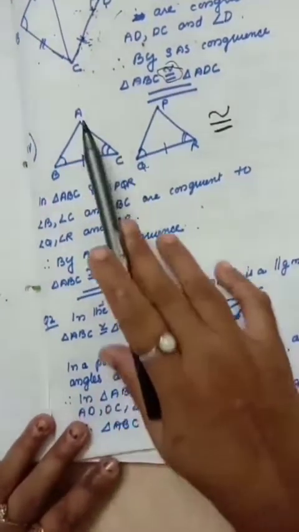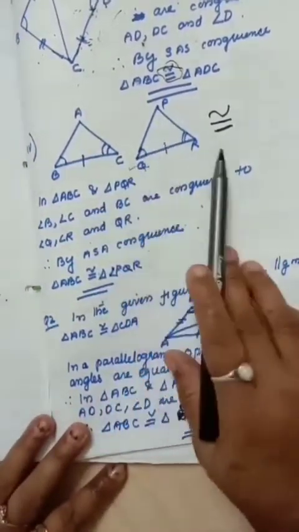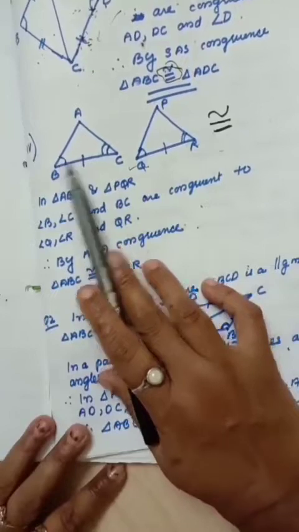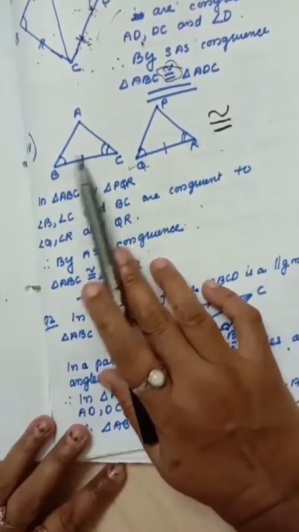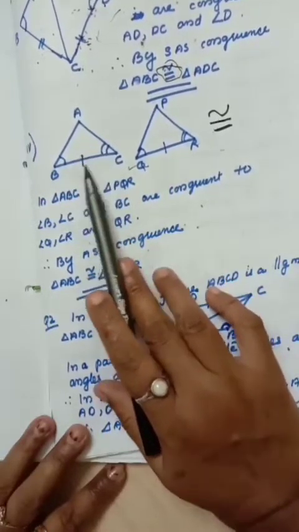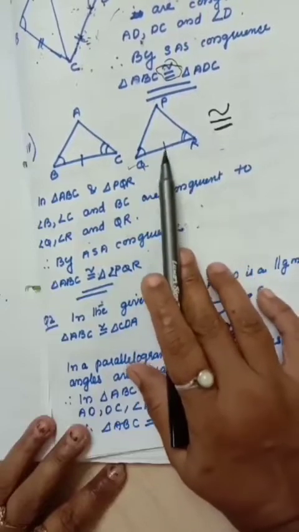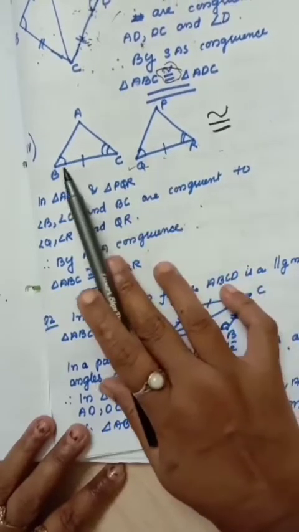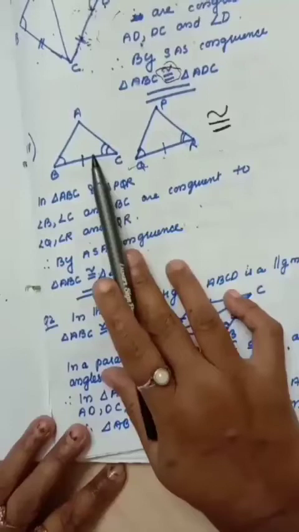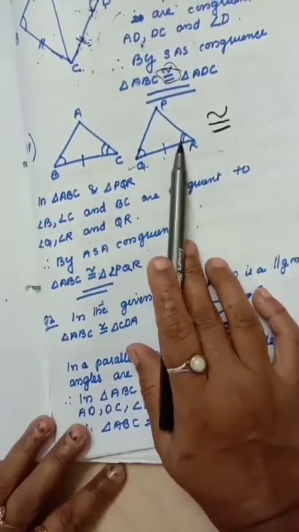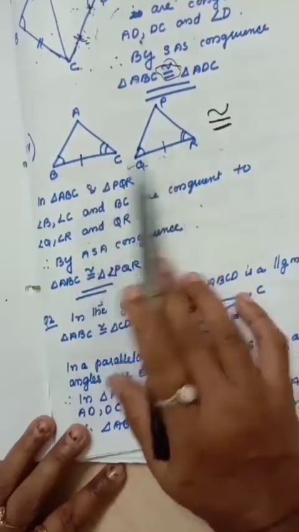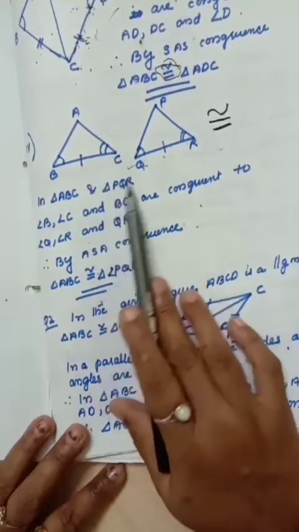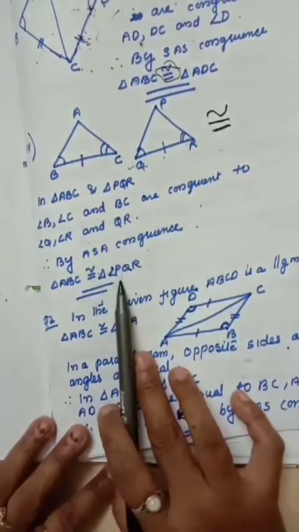Next, ABC and PQR. Here two angles and included side. The side between these two angles. Here also the side between these two angles. This angle is equal to this angle, double line, and in between is the side. By ASA congruence these two triangles are congruent.